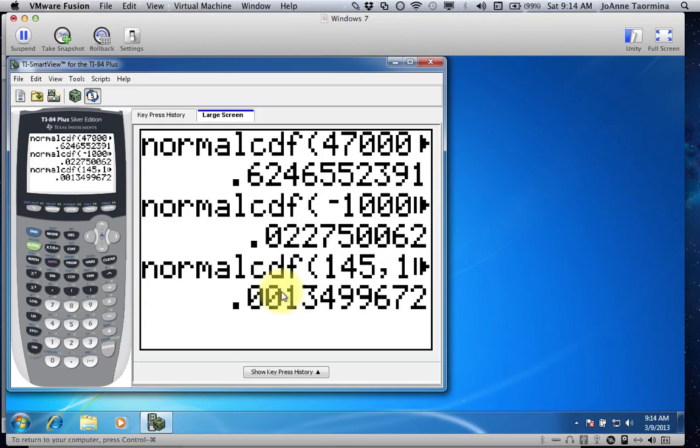So to find the area that's either less than 70 or more than 145, we're going to take this proportion of area plus this proportion of area, and then we'll round our final answer to 4 decimal places.